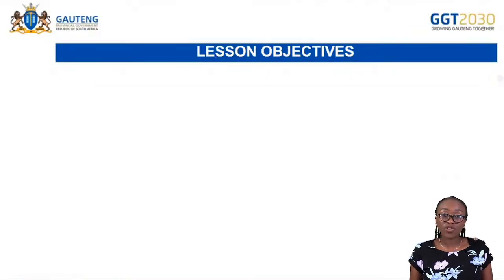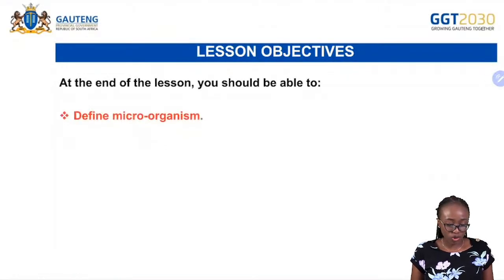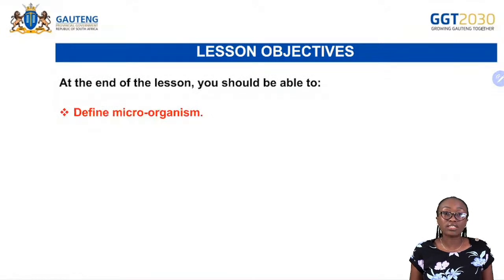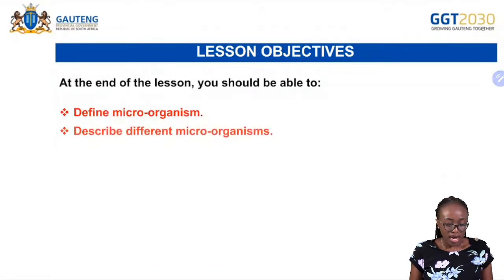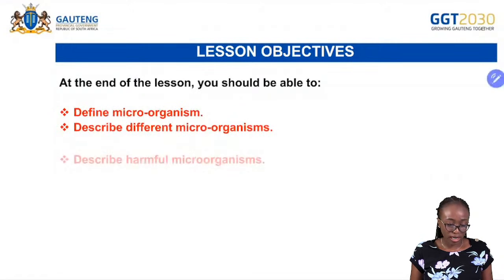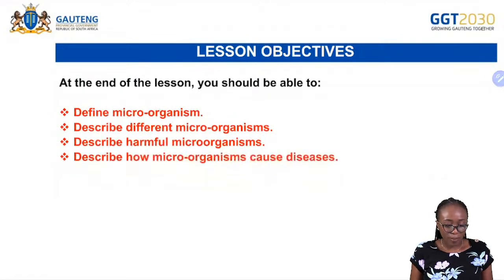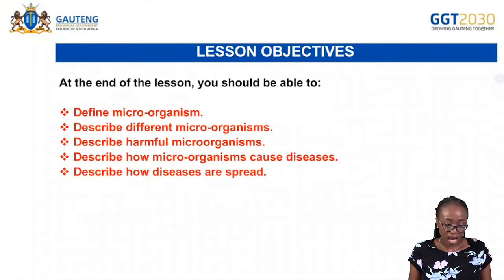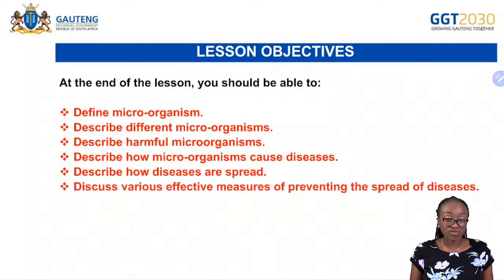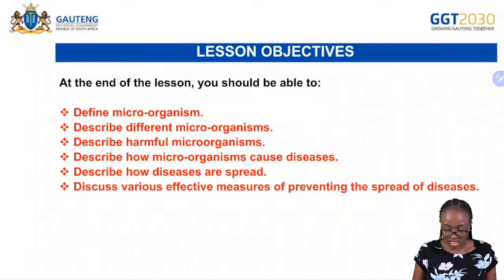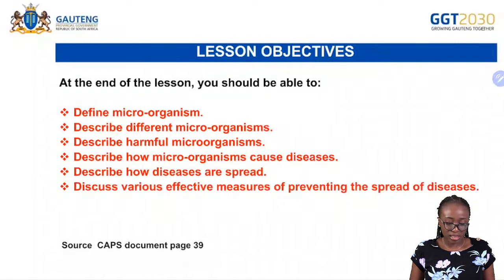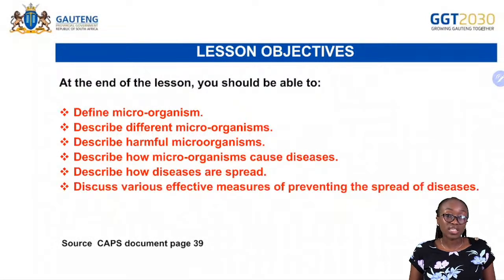At the end of the day, you should be able to define microorganism, describe different microorganisms, describe harmful microorganisms, describe how microorganisms cause diseases, describe how diseases are spread, and discuss various effective measures of preventing the spread of diseases. All this is sourced from the CAPS document on page 39.